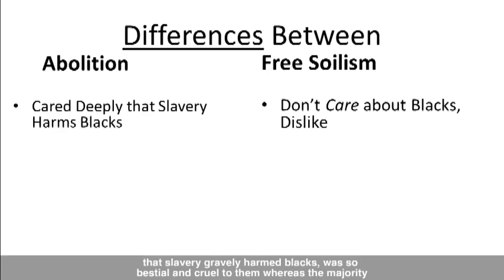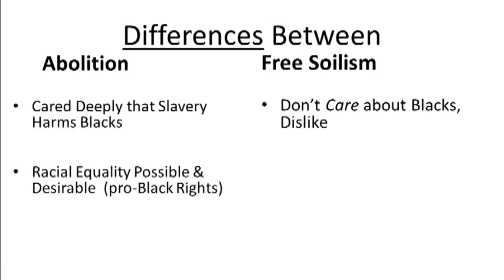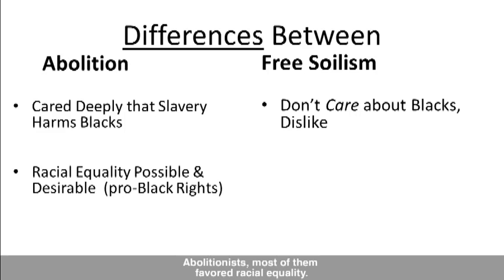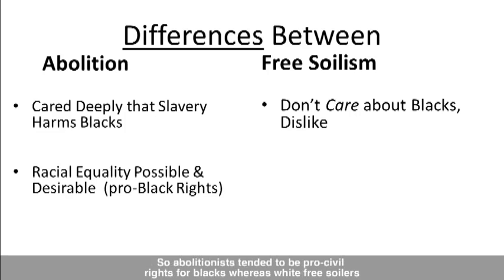Whereas the majority of white free soilers did not care about blacks or what slavery did to them. In fact, if anything, most white free soilers disliked blacks. Abolitionists, most of them favored racial equality. They said it was possible whites and blacks could live together in peace and as equals with equal rights. So abolitionists tended to be pro-civil rights for blacks.